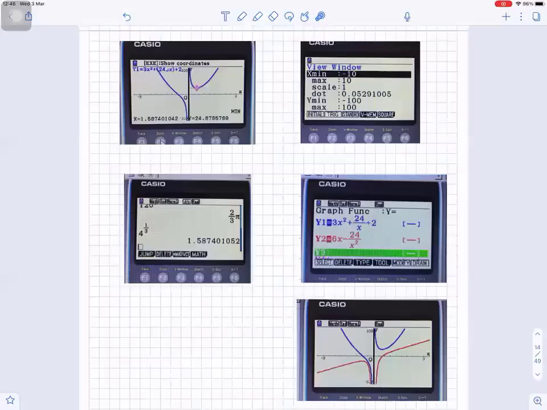So these are graphs which show you the information. And you use this for the V window. You go from minus 10 for x up to 10, and for y, you go from minus 100 to 100, so you can see everything clearly.